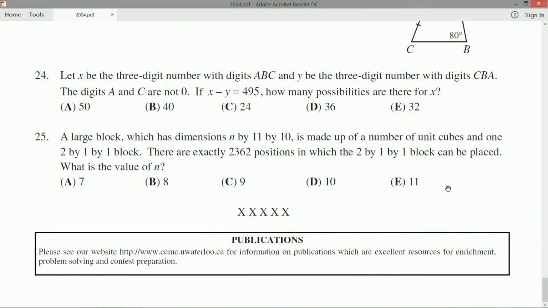Let x be the three-digit number with digits A, B, C, and y be the three-digit number with digits C, B, A. The digits A and C are not 0, otherwise these technically wouldn't be three-digit numbers. If x minus y is 495, how many possibilities are there for x? So there's 50, 40, 24, 36, 32.